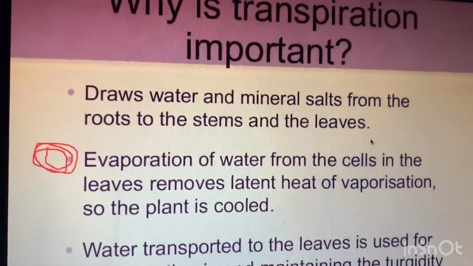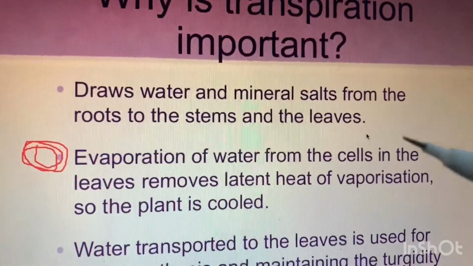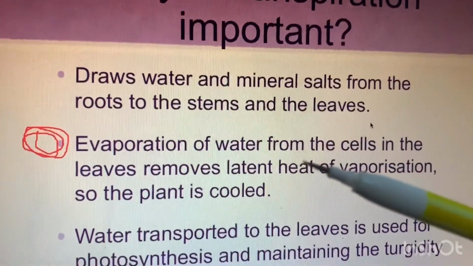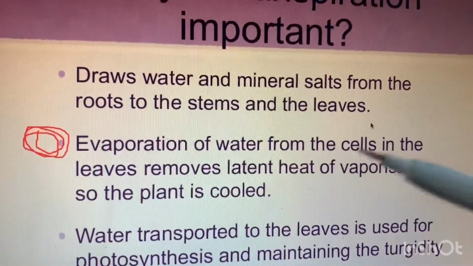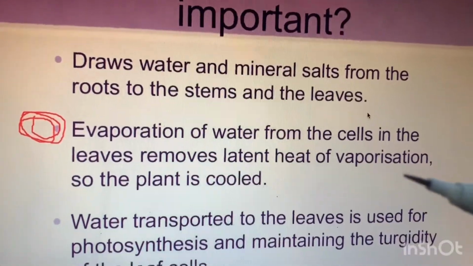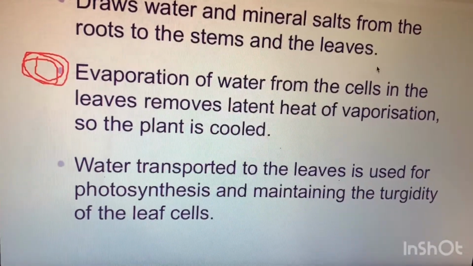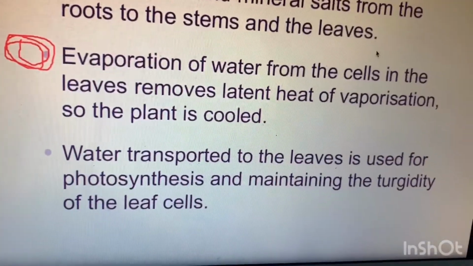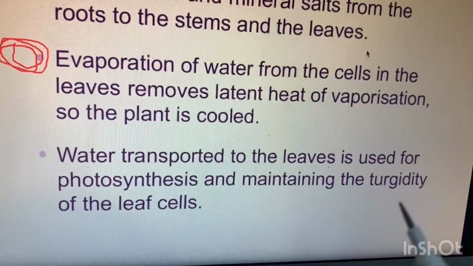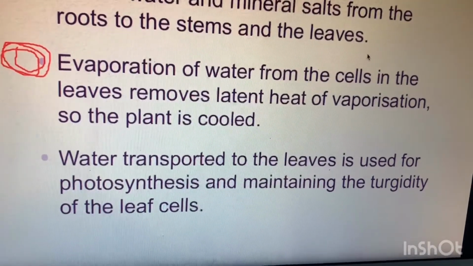Now why is transpiration important? It draws water and mineral salts from the roots to the stems and the leaves. Evaporation of water from the cells in the leaves removes latent heat of vaporization, so the plant is cooled. Water transported to the leaves is used for photosynthesis and maintaining the turgidity, the rigidness, the hardness, stiffness of the leaf cell.